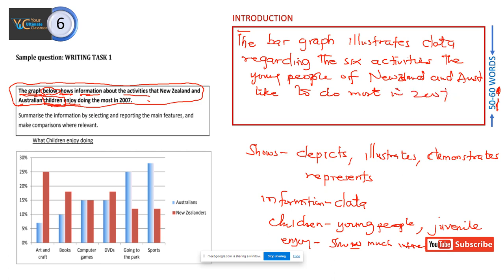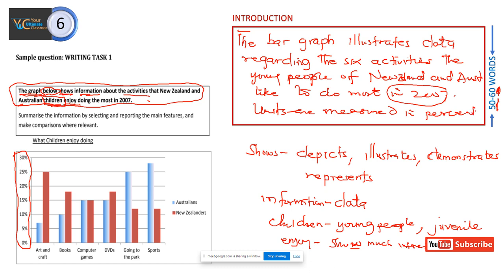Or you can decide to bring the year in between. So you can say, the 6 activities of the young people of New Zealand and Australia in 2007 like to do most. So whichever way, it's acceptable. Full stop. Another thing is that people usually prefer to add the units. You can see here that the numbers are in percentages, so you can say units are measured in percentages. I didn't go by that, but if you prefer to add that.